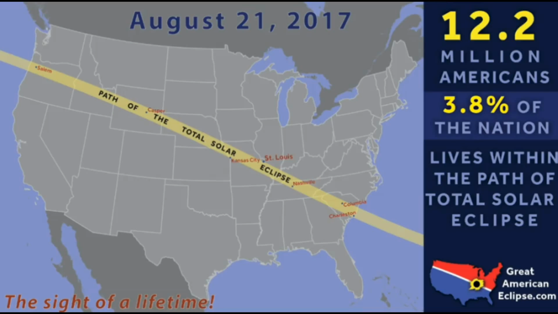This eclipse is unique because there are so many people who already live within the path of totality. There's actually 12.2 million Americans, or 3.8% of the nation, who live within the path of the total solar eclipse. And of course, there are many more people anticipated to come from other areas to be in that path.